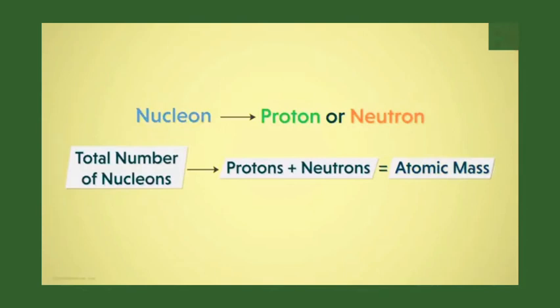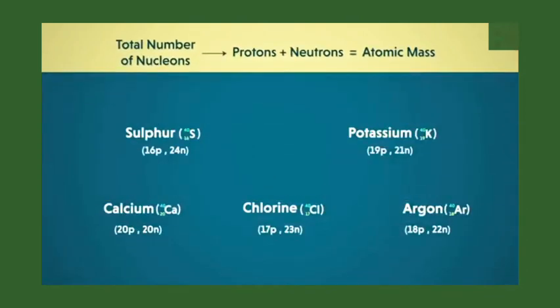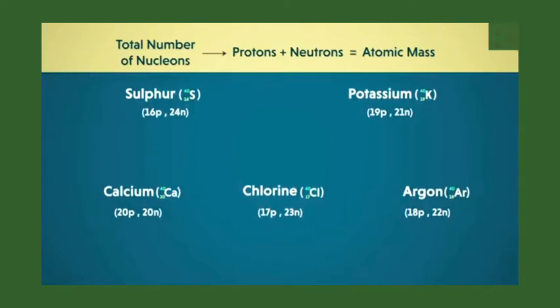So coming back to our example, there are 5 different atoms here. Though the number of protons and the number of neutrons is different in each case, the total number of nucleons in each is the same, which means the atomic masses are the same. How?